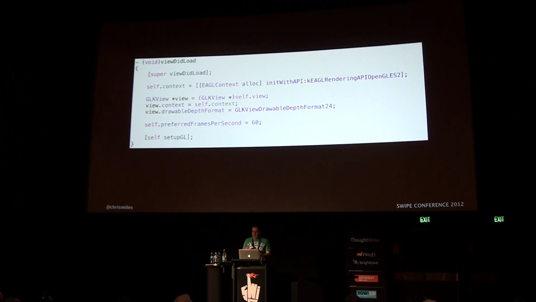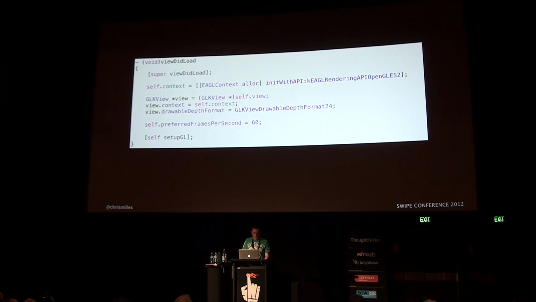If we're doing any sort of three-dimensional drawing in the scene, you typically use a depth buffer to help determine which triangles should be drawn in front of the other ones so that your 3D scene looks proper from the point of view of the user. So we set the drawable depth format to one of the properties that enables the format of the depth buffer we'd like. 24 bits is fine.